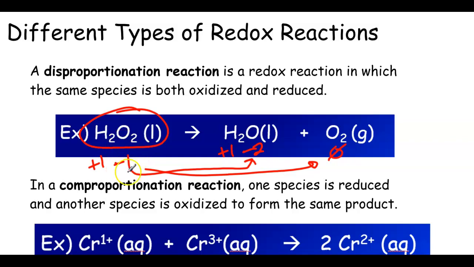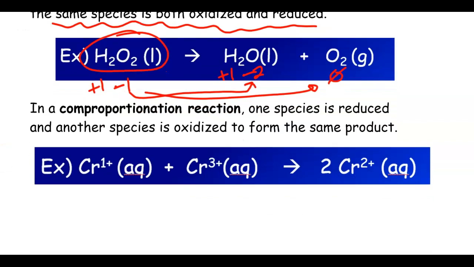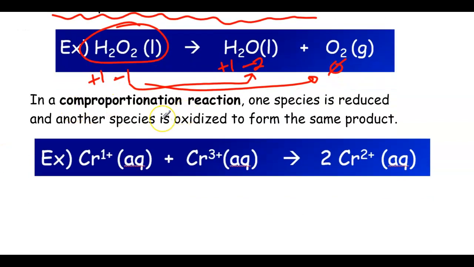So you have oxygen going from -1 to 0. It's the same species that is both being oxidized and reduced. So actually it's the oxidizing agent as well as the reducing agent. Comproportionation is the opposite. This is where you have the same product that's made. So, for example, we have chromium +1 and chromium +3 becoming chromium +2.